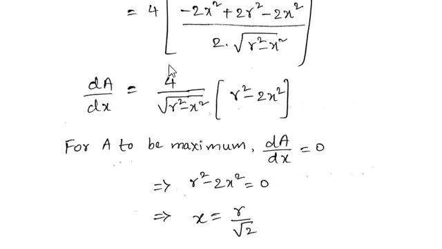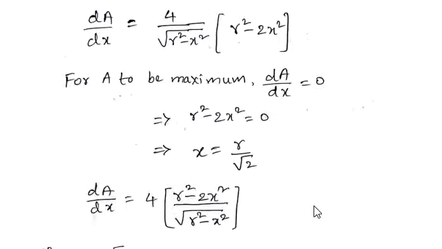So if this is equated to 0, this will be 0, and you can write r square minus 2x square is equal to 0. From that you can write x is equal to r by root 2. If you send this side, r square is equal to 2x square, and writing only x, it is r square by 2 under root. So x is r by under root 2.